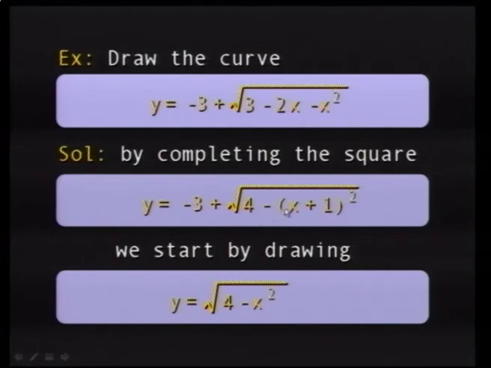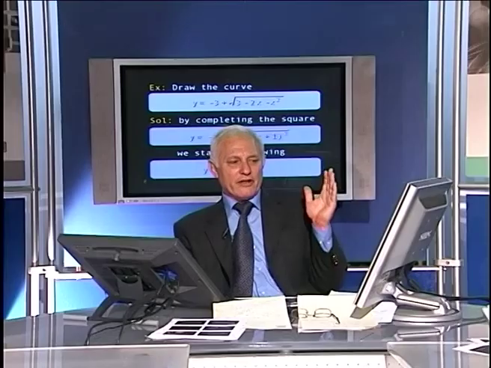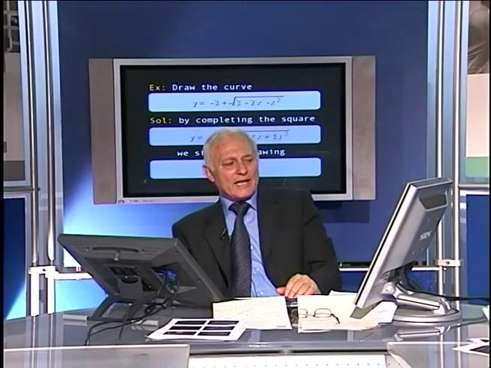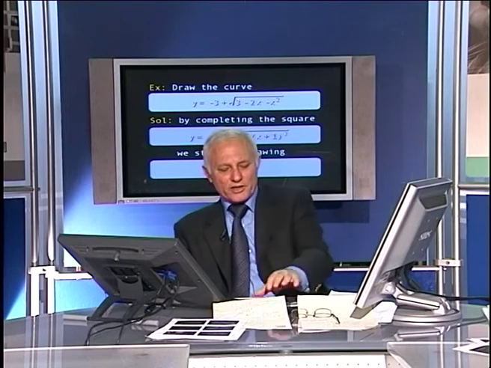And after you start from this, you move to the square root of what? Of 4 minus x plus 1 squared. Forget about minus 3. It means that you have to shift it to the left. And then onwards, you add minus 3. In other words, you lower it down. So the way you do it, here it is. You start with the easiest.